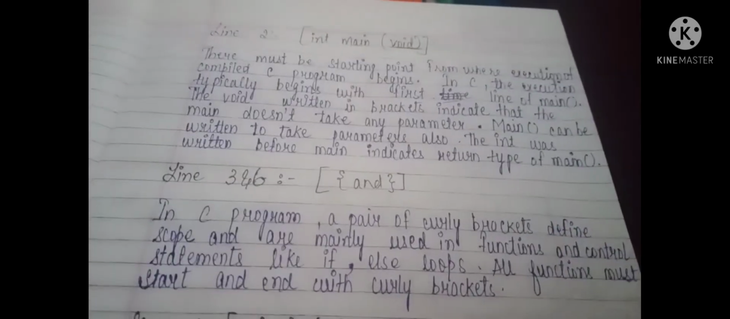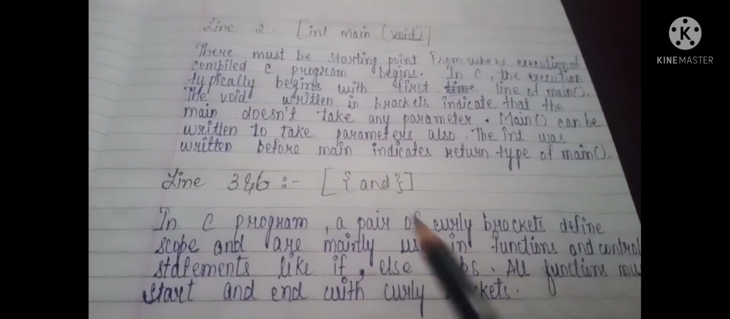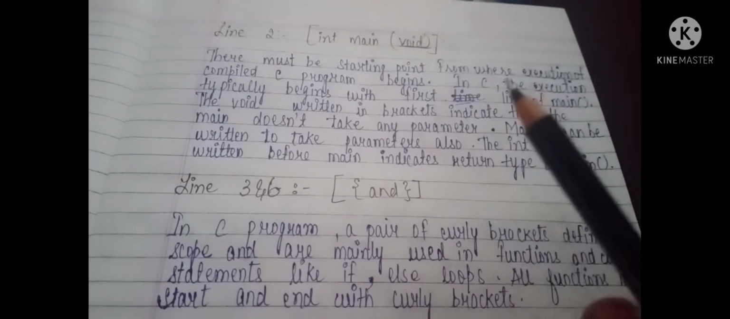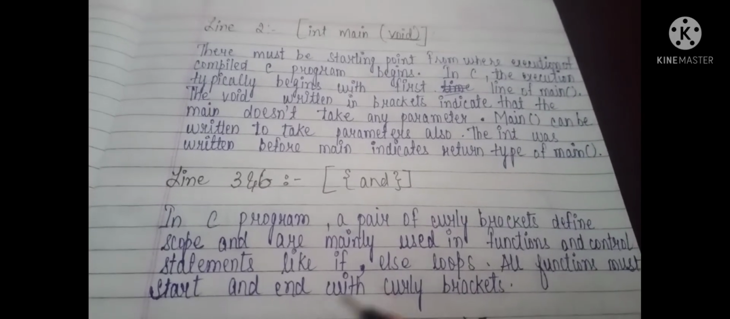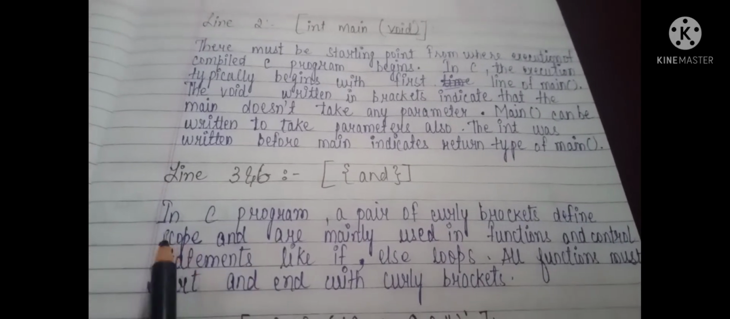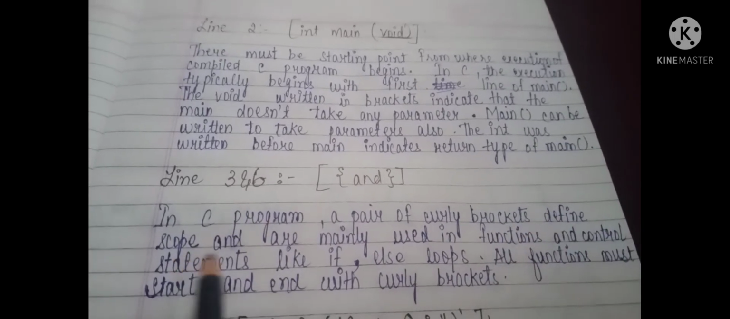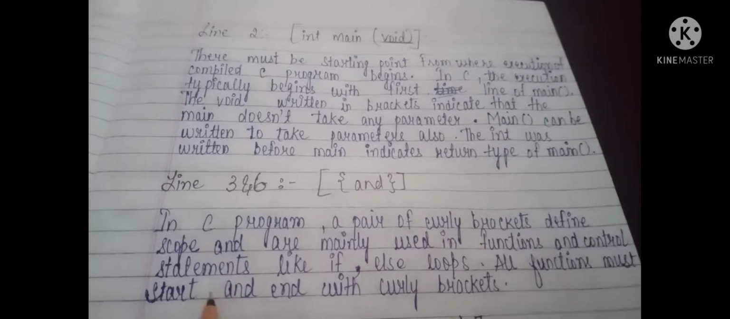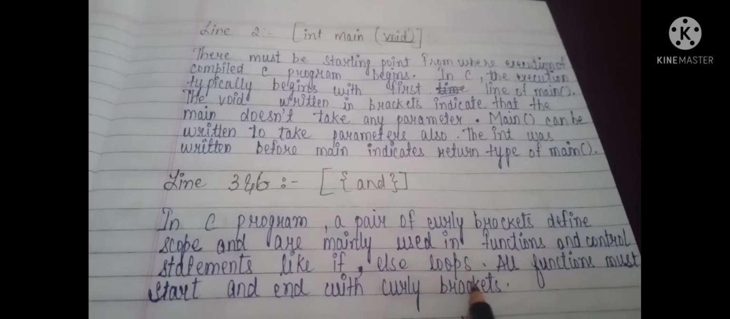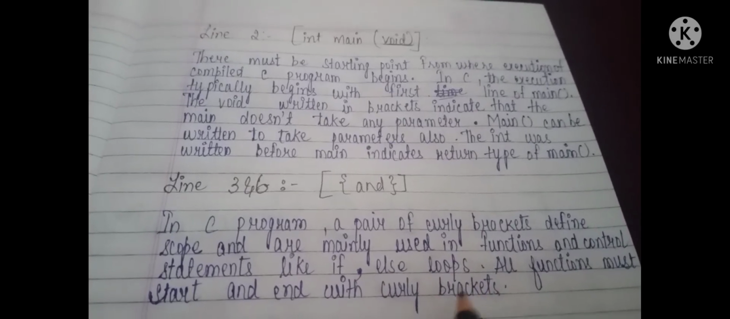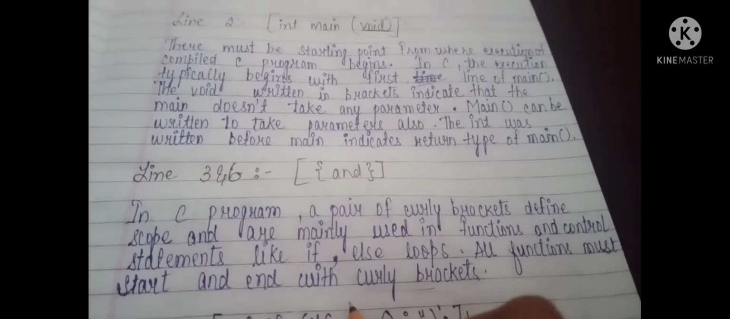Line 3 contains curly braces, opening and closing curly braces. Without these curly braces, we cannot move on in the program, because the execution will not occur. In a C program, a pair of curly braces defines scope and is mainly used in functions and control statements like if, else, loop. All functions must start and end with curly brackets. This is a very important point.